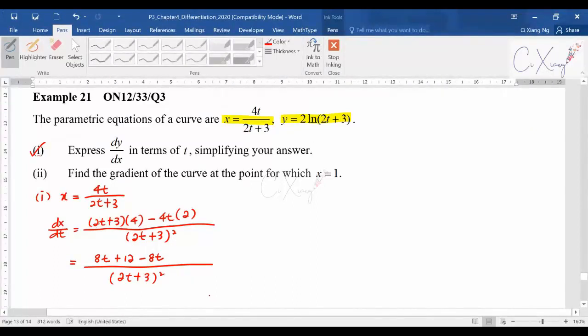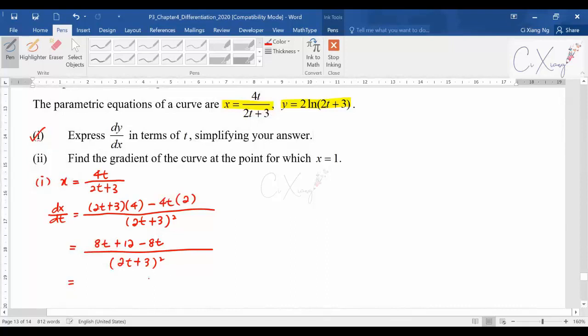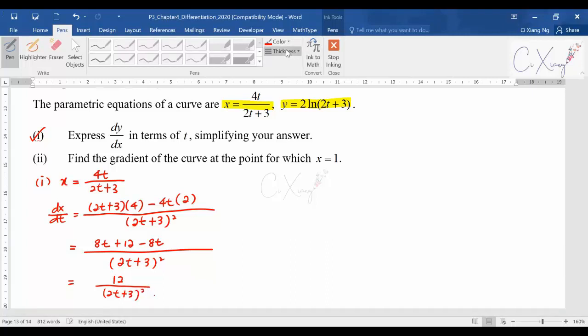If you simplify further, what you have is only 12. So 12 divided by (2t plus 3) squared. So this is your dx/dt.